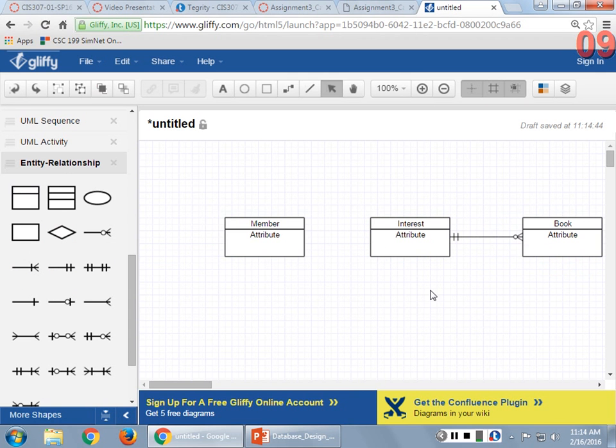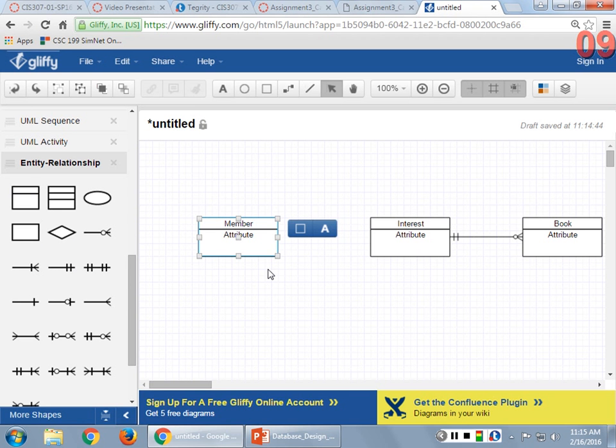Okay. What about the relationship between members and interest? So one member can be related to how many interests at the minimum? So one person can be interested in minimum in how many subjects? Minimum, it depends. I would say, yeah, I would agree with you. It's probably at least 1 because we can assume.